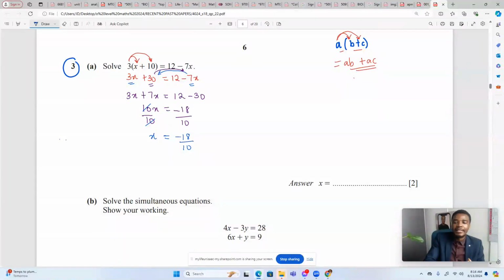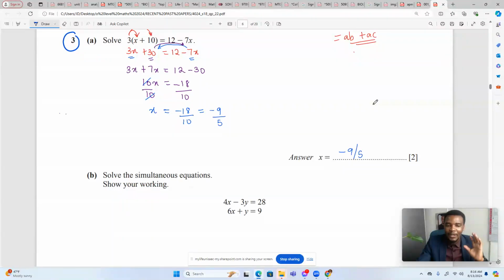They didn't tell us the form in which we have to leave our answer. So by the end of the day, our answer is minus 18 over 10. You can also reduce that to simplest form for interest's sake. If you divide minus 18 by 2, you get minus 9, and if you divide 10 by 2, you get 5. So the answer is minus 9 over 5. Yes, that's how we solve a linear equation.